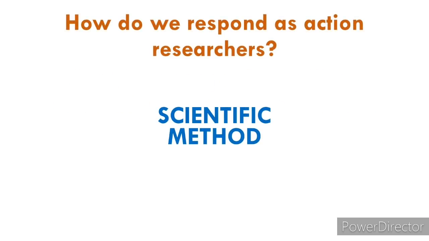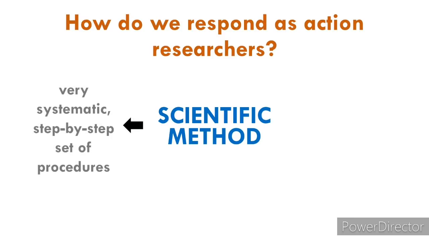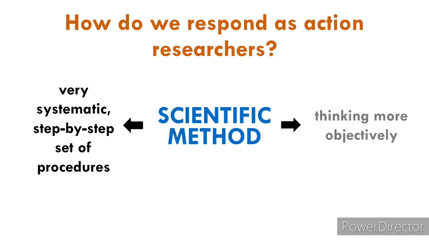Primarily, we use scientific method in action research. Conducting action research involves a very systematic, step-by-step set of procedures. I already mentioned earlier that in doing action research, we have to be organized. We have already in mind a clear picture of what we are going to do. Conducting action research also includes thinking more objectively. We should not base our research on mere opinions or our own feelings, but we base it on facts.